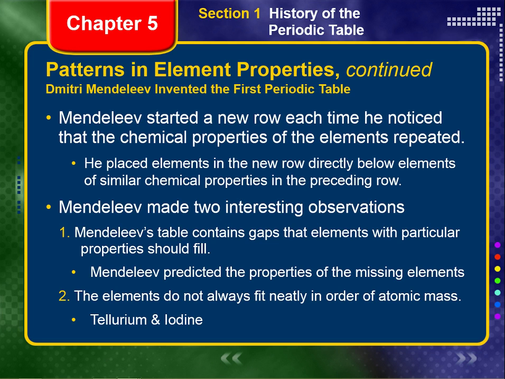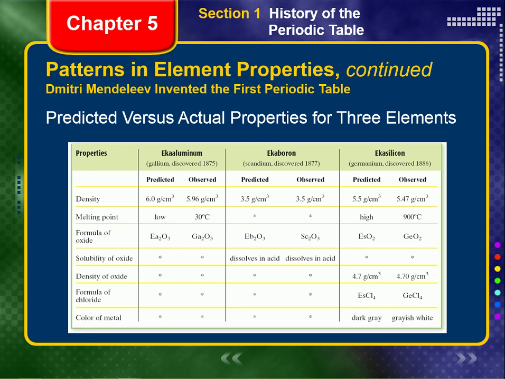The other thing that he noticed is that the elements do not always fit neatly in order of atomic mass. There are actually a few different examples of elements that, when arranged according to their properties, broke that increasing atomic mass rule. The example that he noticed was tellurium and iodine. As Newlands always placed them in terms of increasing atomic mass, this broke that pattern with tellurium and iodine. And you'll notice that they actually don't go by increasing mass for those two elements.